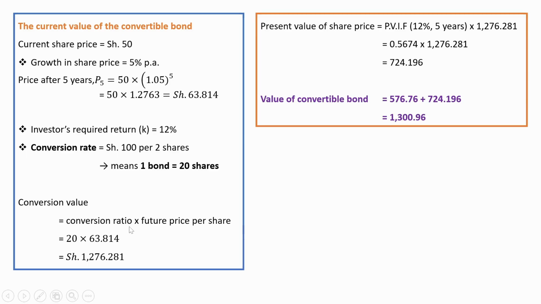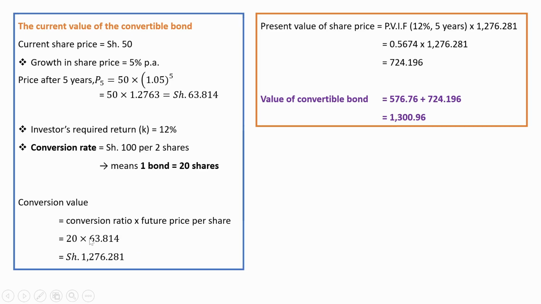So therefore the conversion value can be calculated as shown here. Take the conversion ratio, which we have seen is 20 shares. Multiply by the future price per share, or the price at the time of conversion, which we have seen is 63.814. So once you multiply the two, they will give you 1276.281.